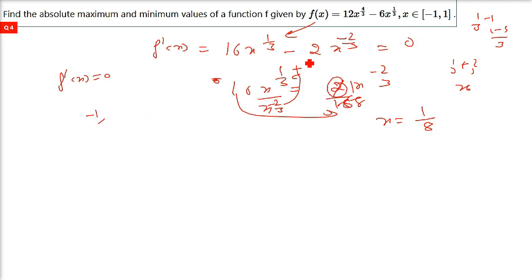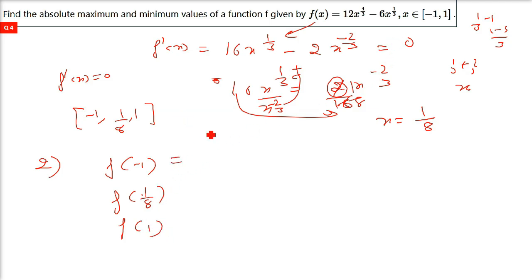Now this 1 by 8 is in between negative 1 and 1. So we have 3 critical points in this case: minus 1, 1 by 8 and 1. So we'll find out f of minus 1, f of 1 by 8 and f of 1. When we place all these, what are we going to get? Placing them and finding out the final value, f of negative 1 is going to be 18 in this case. f of 1 by 8 will be negative 9 by 4. f of 1 will give you 6.